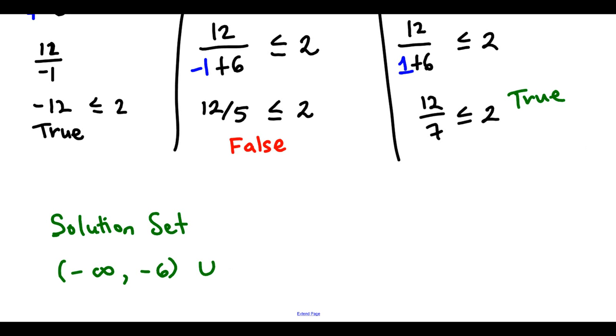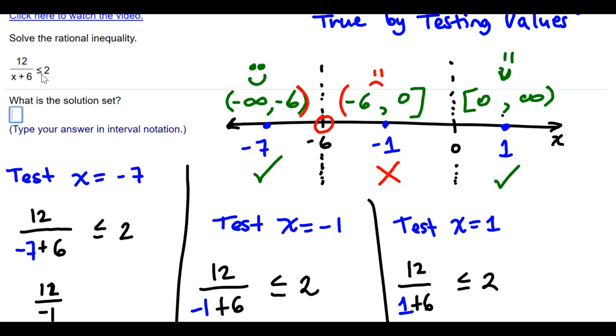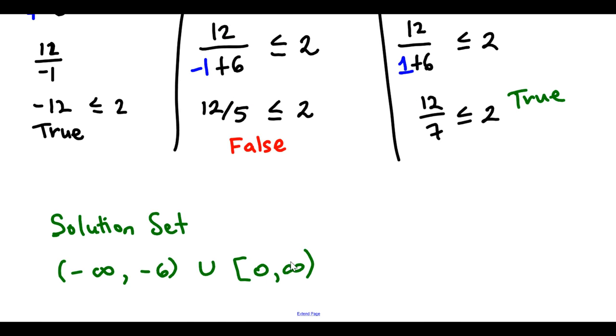So right here, square bracket, and that square bracket is being used because of the equality in the symbol in my original inequality. It has less than or equal to, so you can include x equals 0. Remember, we're not including -6 because it would make the denominator 0. So that's the final answer right there. Solution set from -infinity to -6, union from 0 inclusive to +infinity.